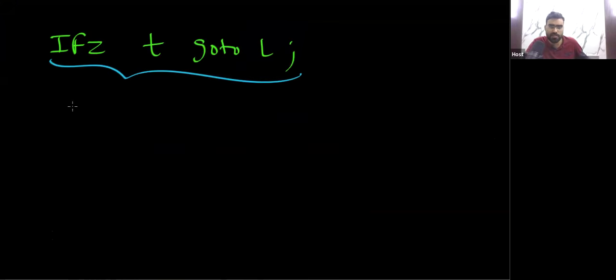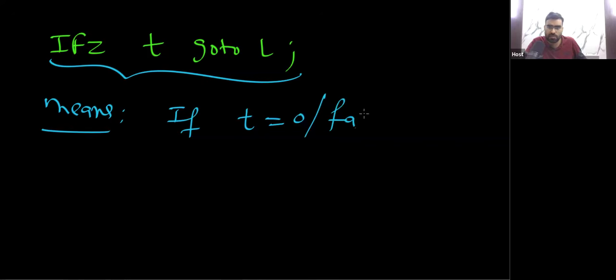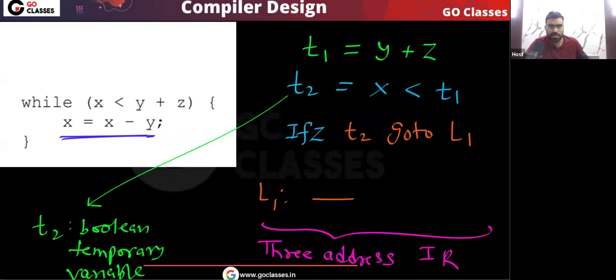When I say if Z T, or maybe if Z T go to L1, what that means, let me tell you. This simply means if T2 is 0, or you can say false, then jump to L1. Is this clear? So this is what we are going to write: if Z T2 means if this T2 is 0, then go out of the loop.